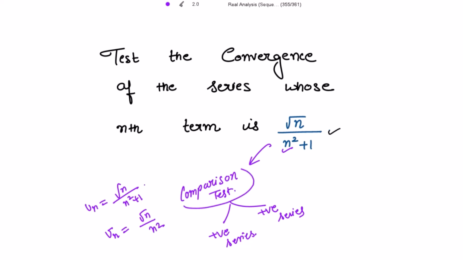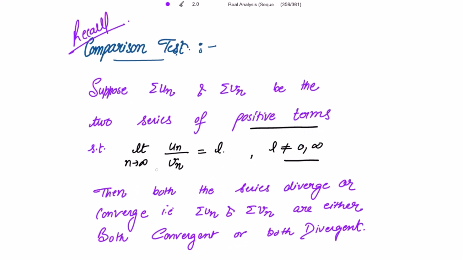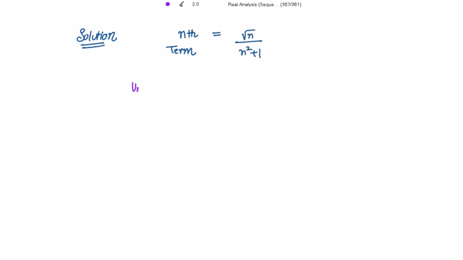Now what is the comparison test? For the positive series, if the limit as n tends to infinity of their ratio is equal to L, which should be non-zero and finite, then both the series are either convergent or divergent. Let's check this. Let me consider un to be equal to square root n divided by n square plus 1 and vn to be equal to square root n divided by n square.